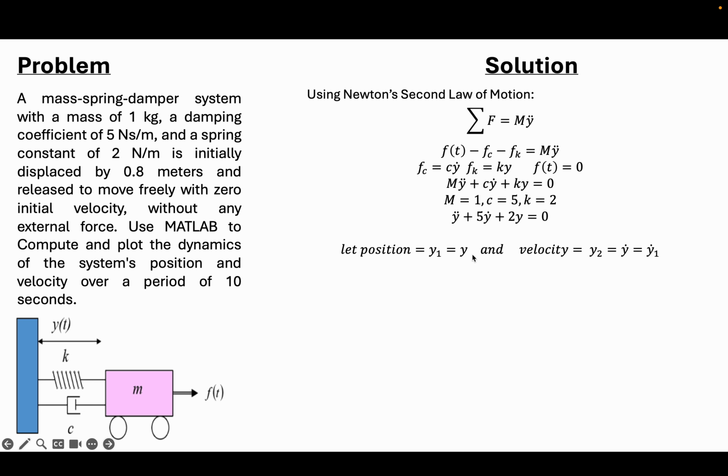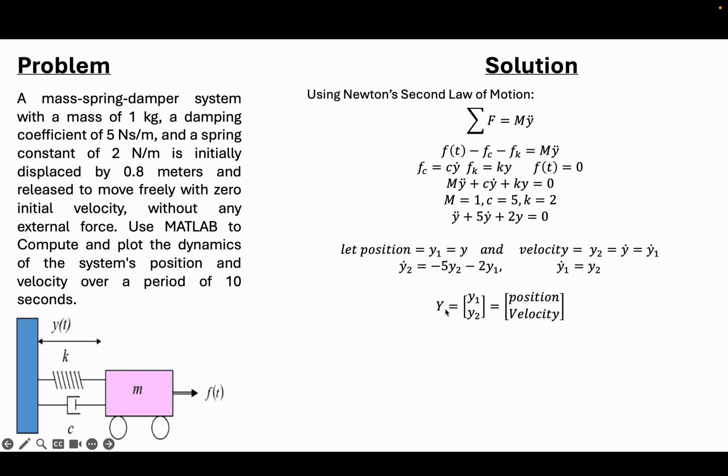So now we will have some definitions. Let y1 be equal to y, which is the position, and our velocity be y2, which is equal to y dot. Therefore y2 will be equal to y1 dot. So substituting this definition into this equation, we'll have y2 dot equal to minus 5y2 minus 2y1, and y1 dot will be equal to y2.